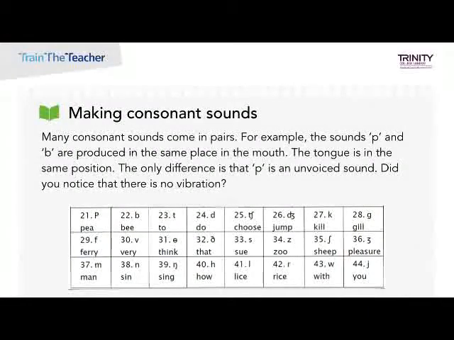Many consonant sounds come in pairs. For example, the sounds P and B are produced in the same place in the mouth. The tongue is in the same position. And the only difference is that P is an unvoiced sound. Did you notice that there is no vibration? P.